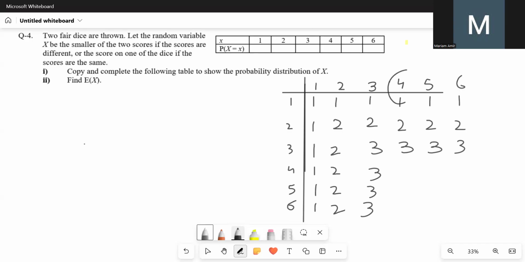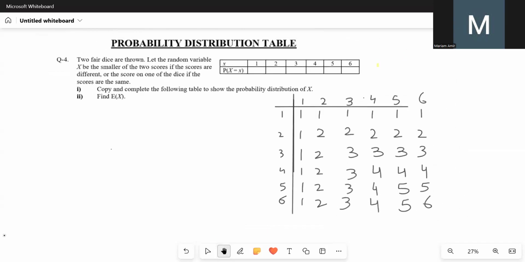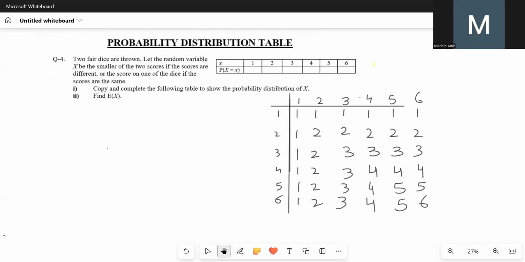So for 4 and 4, we're going to just choose 4. For 5 and 4, we're going to choose 4. For 6 and 4, we're going to choose 4. Then for 4 and 5, we're going to choose 4. For 4 and 6, we're going to again choose 4. And similarly 5, 5, and 5, and a 6. Okay, now we can see all of the 36 outcomes and we can easily find the probabilities of getting a 1 or a 2 and a 3 and so on.